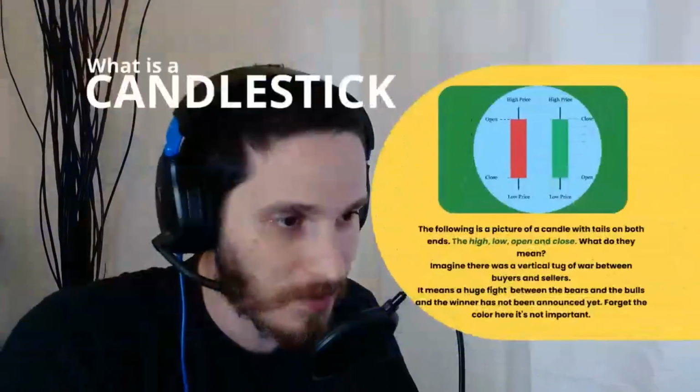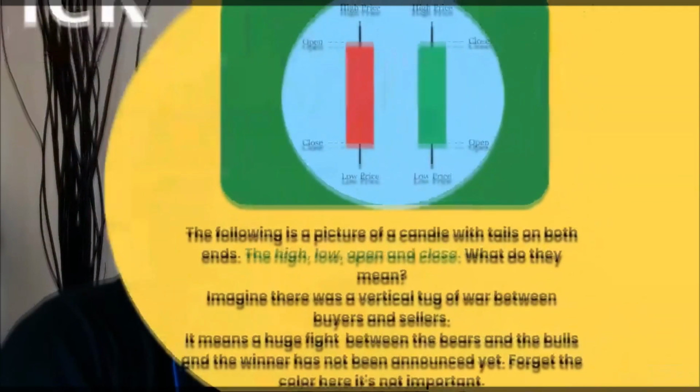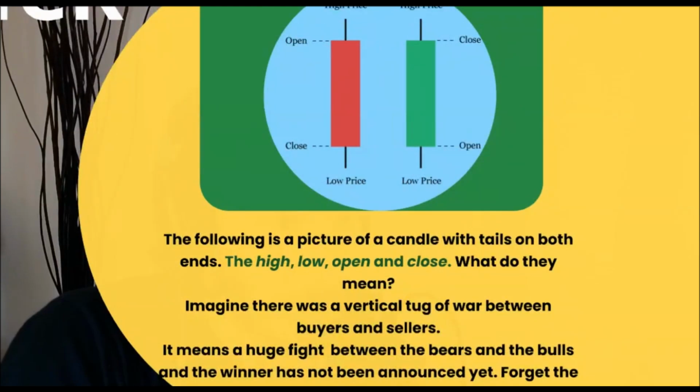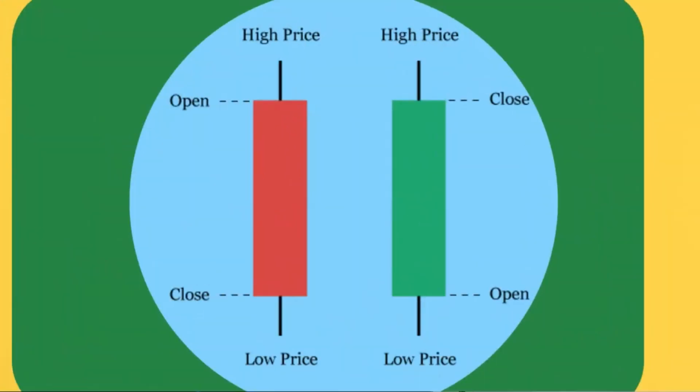All right, so let's do some candle knowledge now. Let's get into that. So, following pictures of a candle, tails on both ends. So you can see the high. You see the red candle has an open, a close, and the green candle has an open, a close, and both have a high price and a low price.